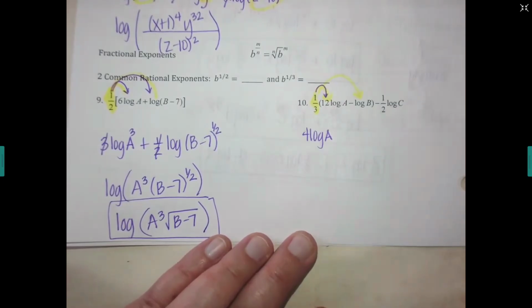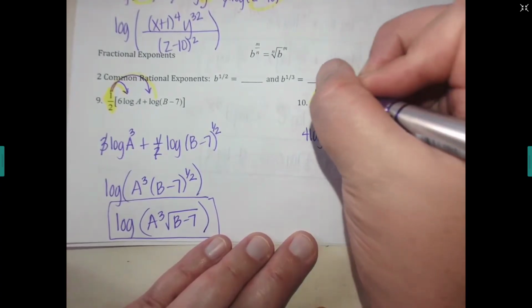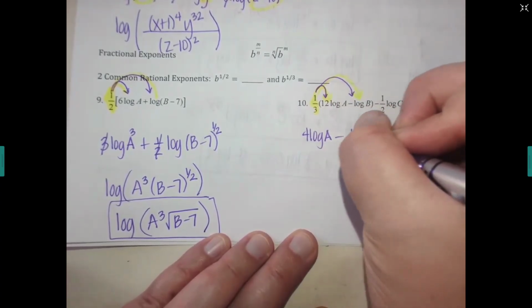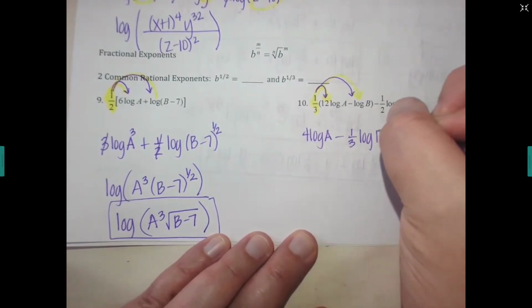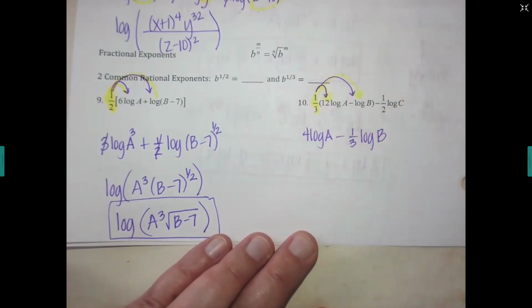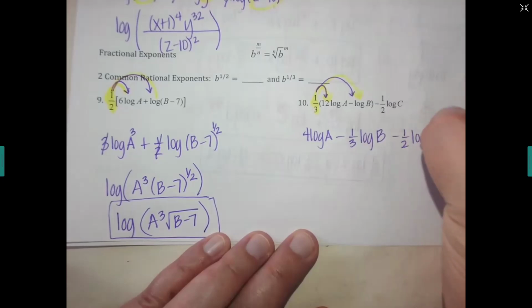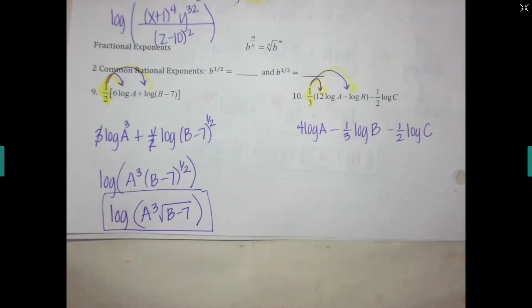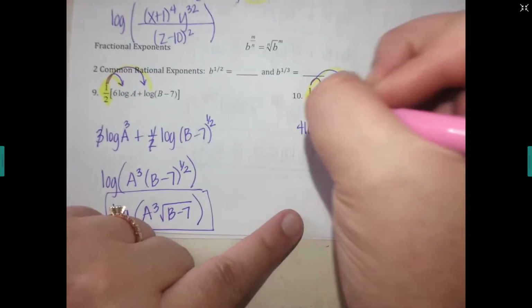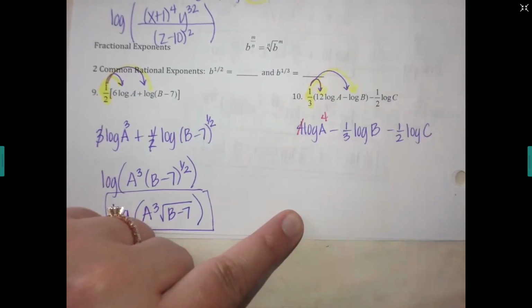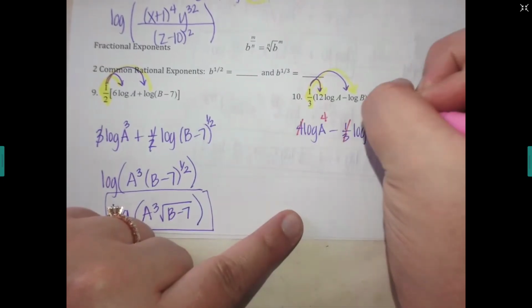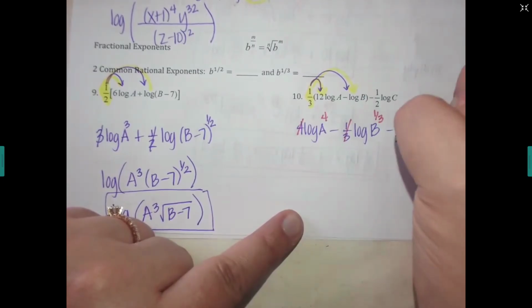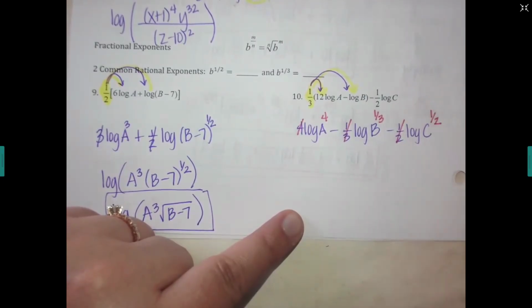And then for my log B, if it doesn't have a number, that means I just put the third in front. So it'd be a third log B. Will I continue to distribute that into the last log? No, because if the parentheses are over, then I can just leave it. Then from there, we'll pull those front numbers back up. So this is now an A to the power of 4, a B to the power of a third, and a C to the power of a half.